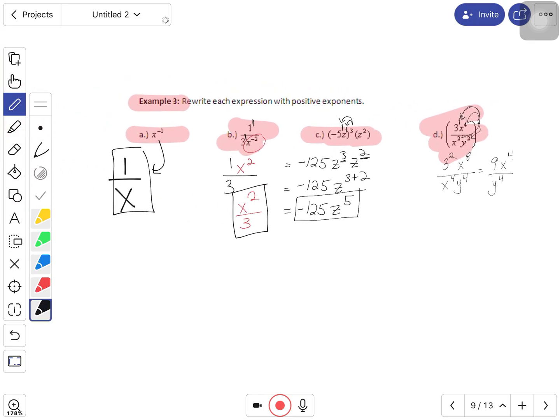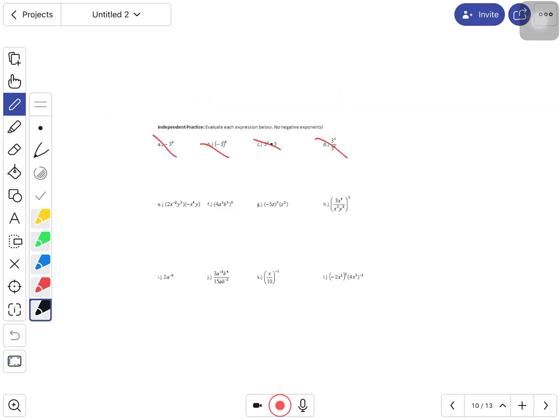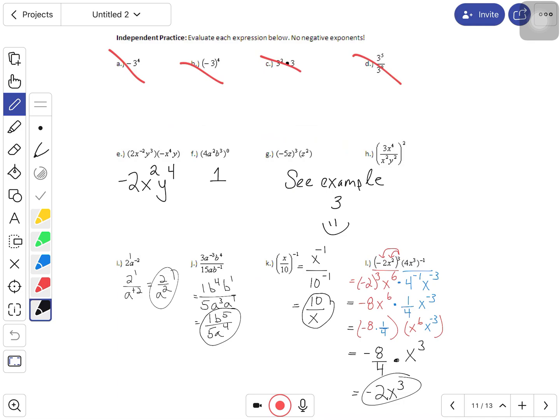All right. You get to try. Go ahead and press pause. We're going to see how you do. There they are. Hopefully G and H were a breeze, because those were from example 3.